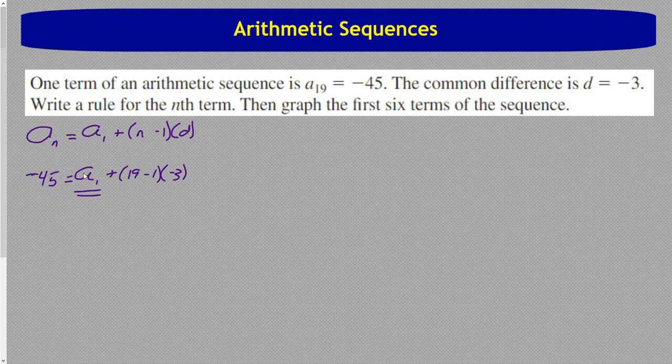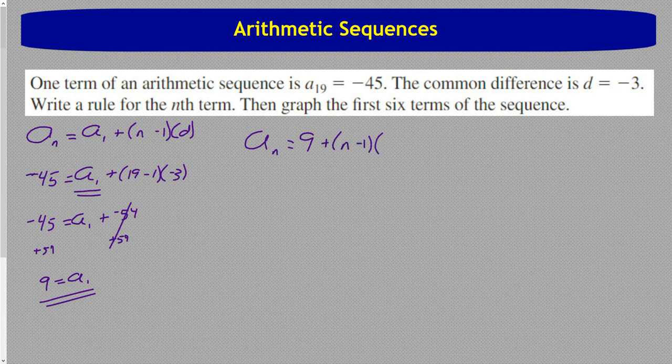So 19 minus 1 is 18. I'm going to multiply that by negative 3. So I'm going to have negative 45 equals a sub 1 plus negative 54, or minus 54. So I'm going to add 54 to both sides. So 9 will be my first term, right? Because these will cancel.